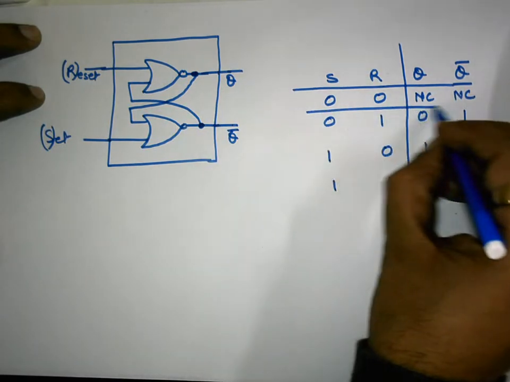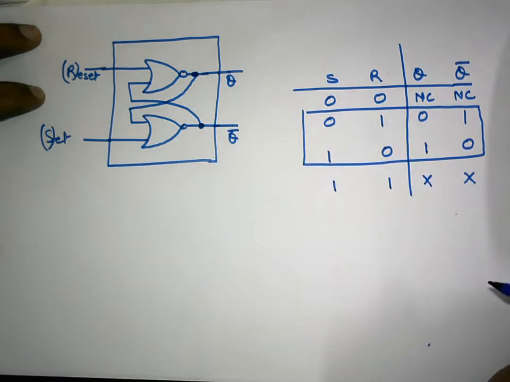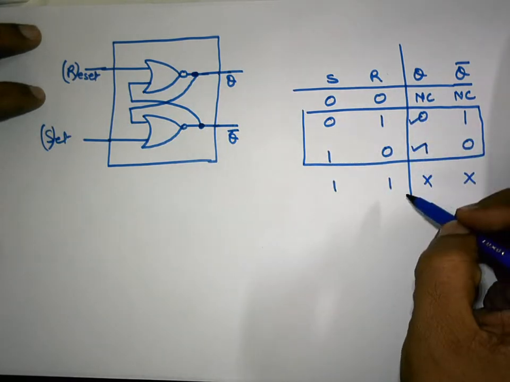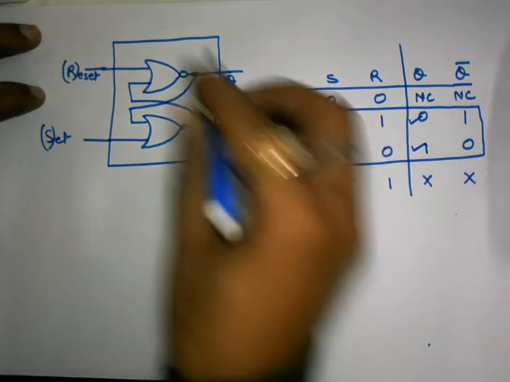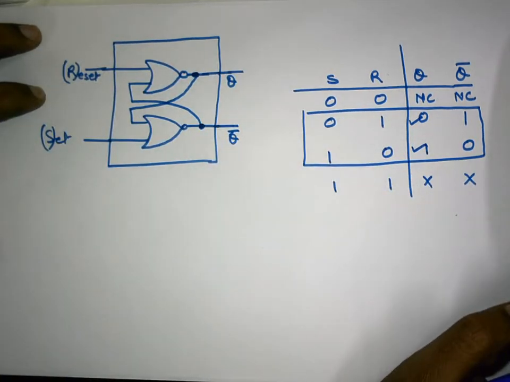So mainly we are interested in these two situations, meaning when the output is reset and when the output is set. So what is the way to make this total arrangement function like this? We will focus on this.